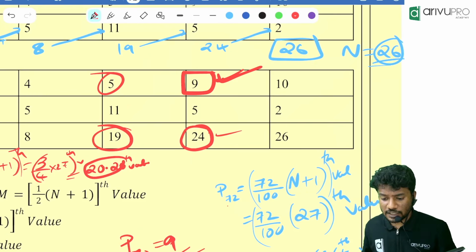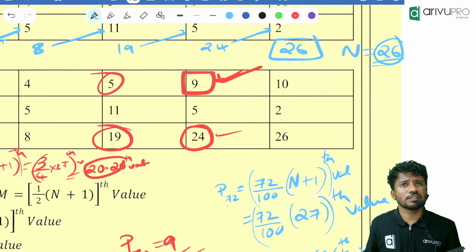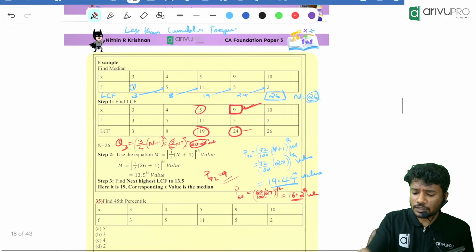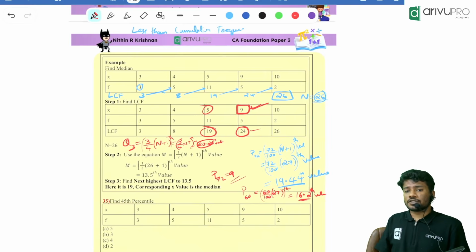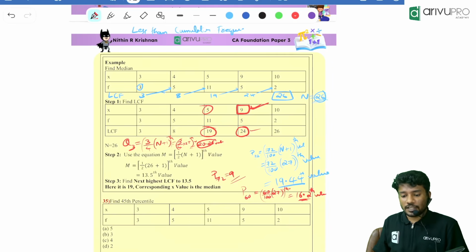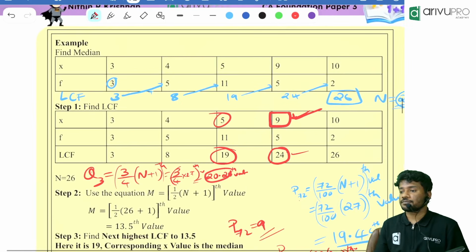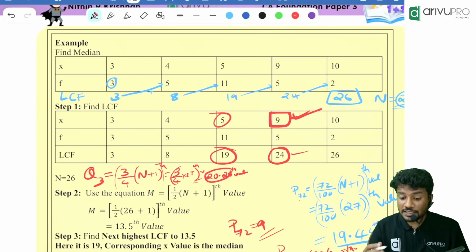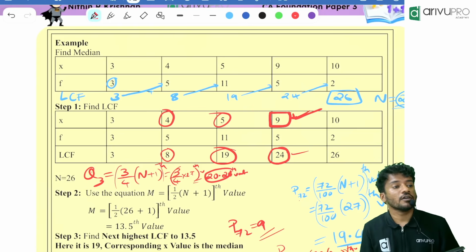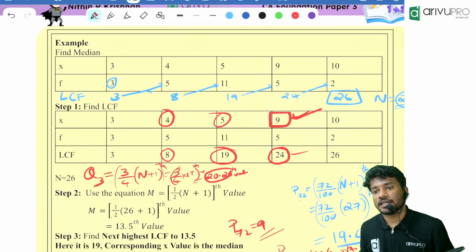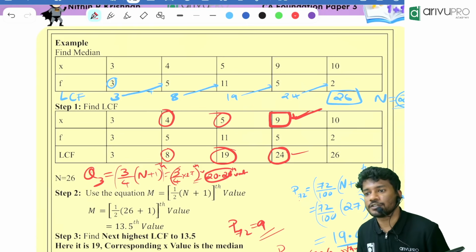Now if you want to find decile, find me decile 2. D2 is how much? 2 by 10 into 27th value. Why 27? 26 plus 1 is 27. How much is it? 5.4. Which is greater than 5.4? 8. So the corresponding x value is what? 4. That 4 is our decile 2.